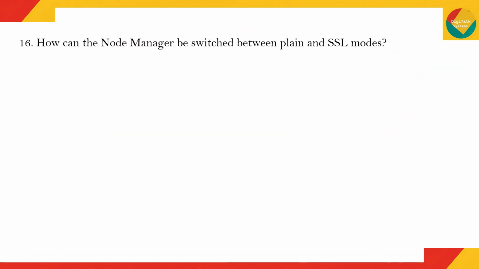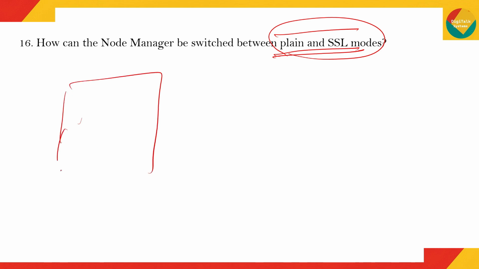How can the node manager be switched between plain and SSL mode? Now what is the plain and SSL mode? What is the meaning of that? Very simple. What we have learned about the node manager is that it is used to control the server life cycle. That means this is your admin console.